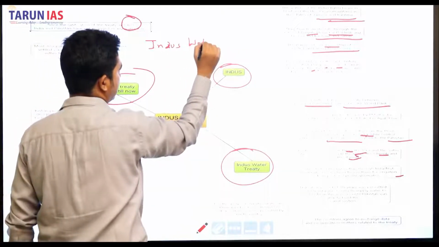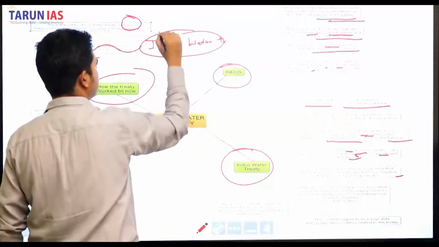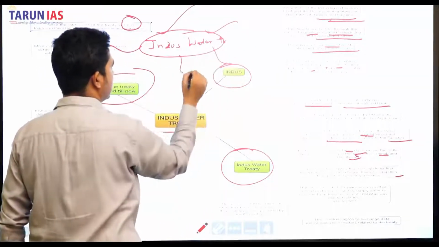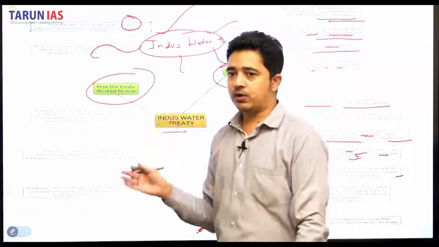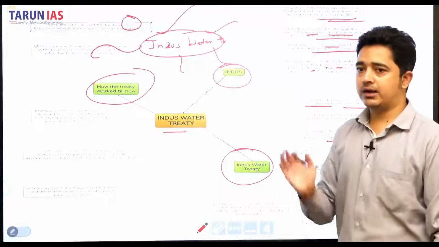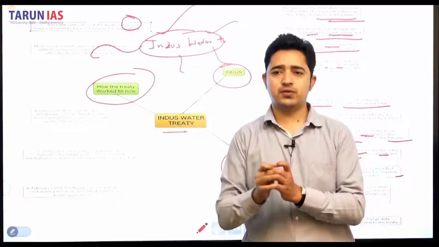Indus Water Treaty, IWT, and make one diagram like this, so that on one page you get to know every fact about it, what the picture was earlier and what it is now. So you get to know the entire story on a single page. That is good for revision purposes.